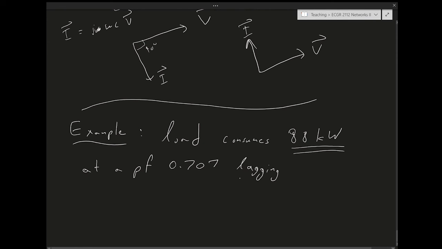Once you see lagging, this is probably an inductive load. Most loads are kind of inductive. It's more common to find a lagging load rather than a leading load. So this load consumes 88 kilowatts from a 480 volt RMS mains.